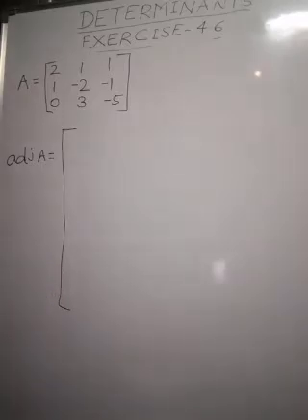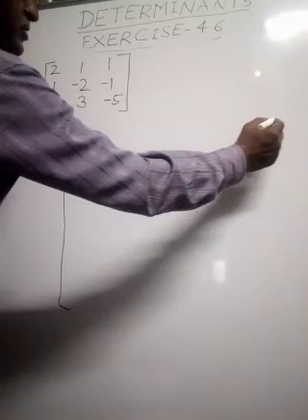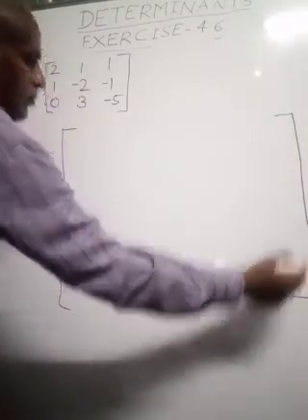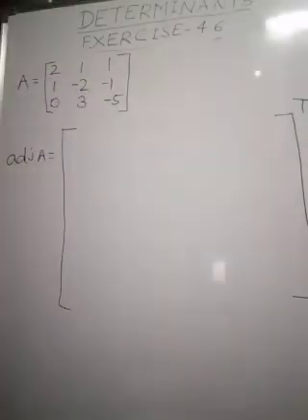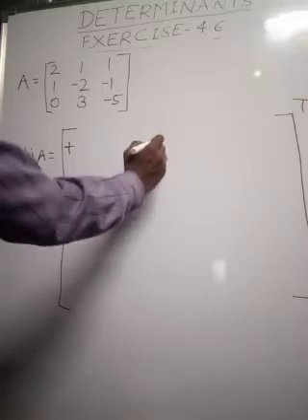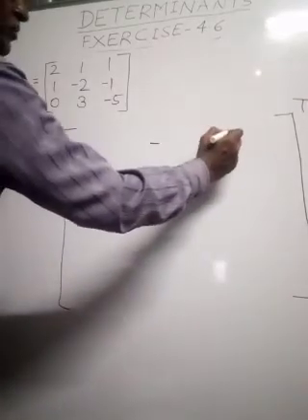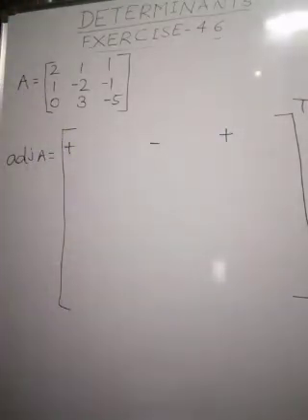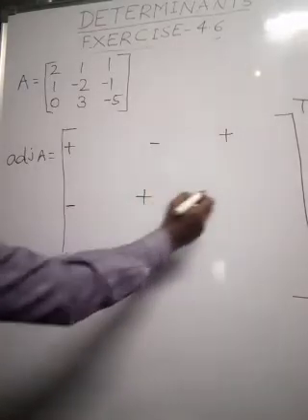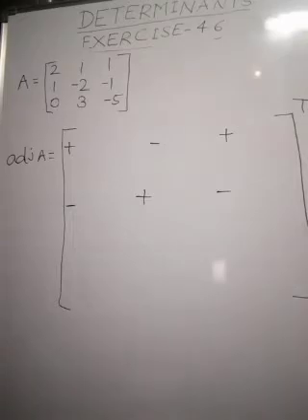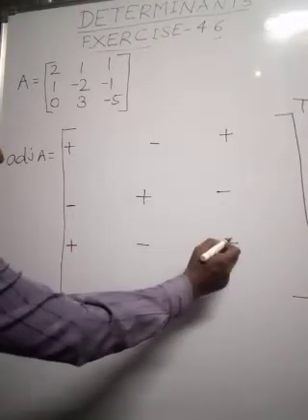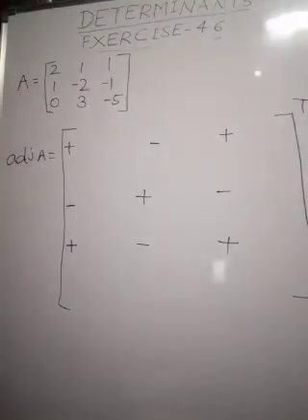First, write the sign matrix. Keep the whole transpose. So first row, write plus, minus, plus. Second row, minus, plus, minus. Third row, plus, minus, plus. First write the sign matrix.